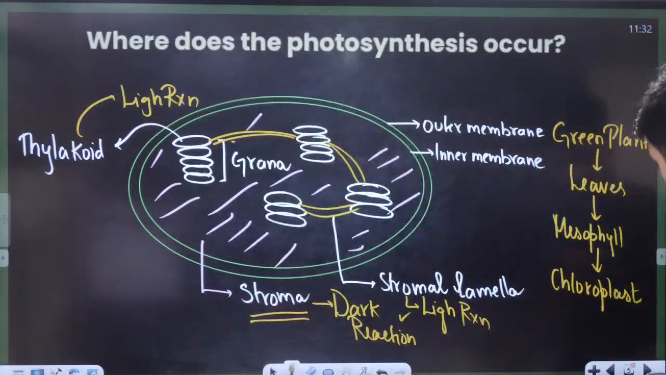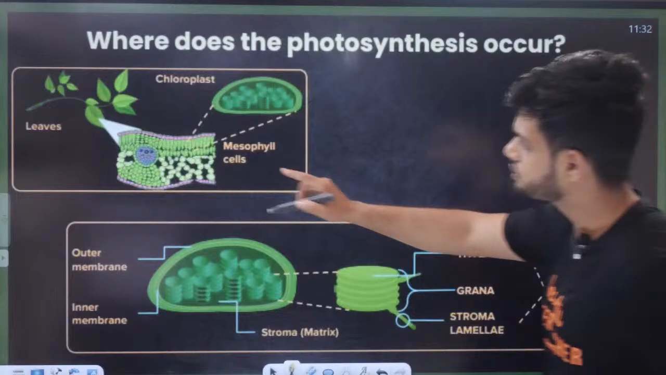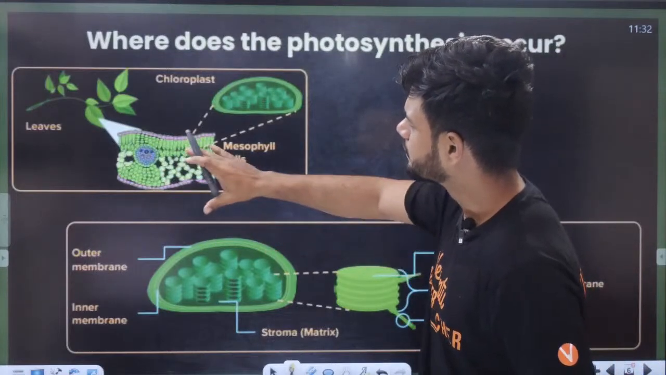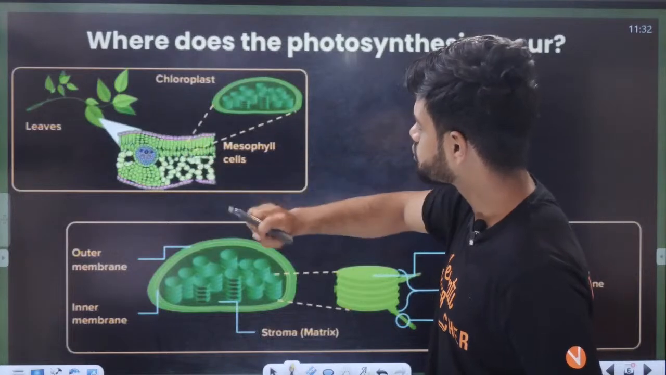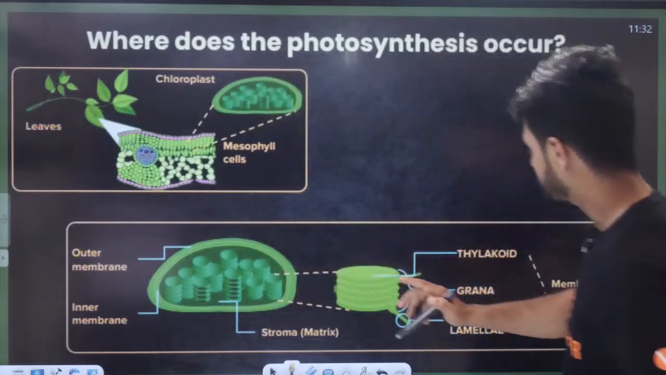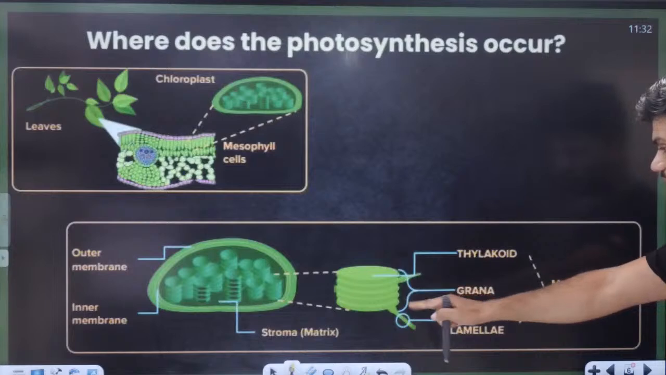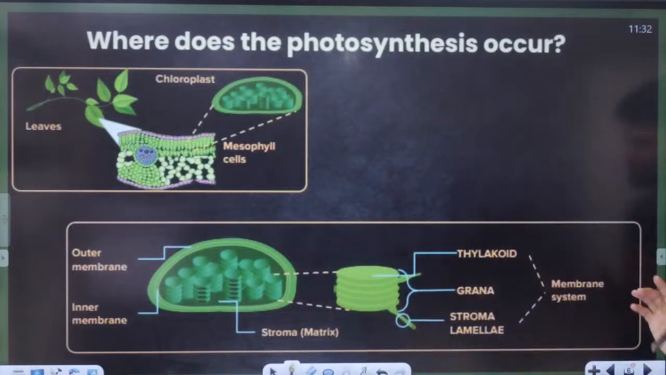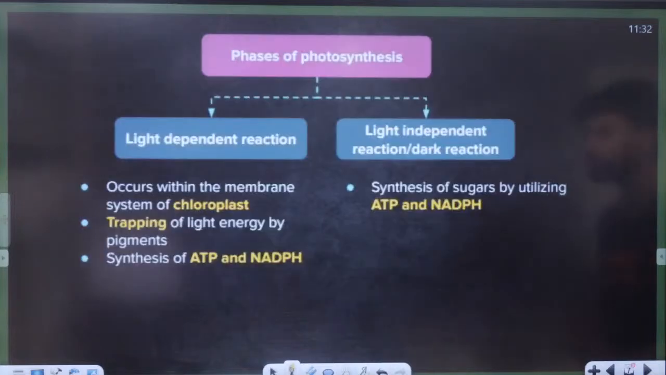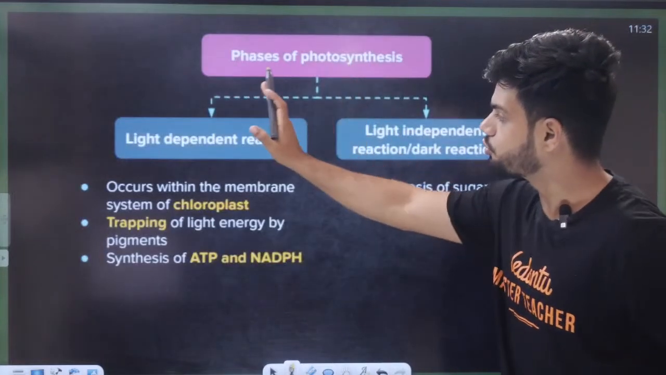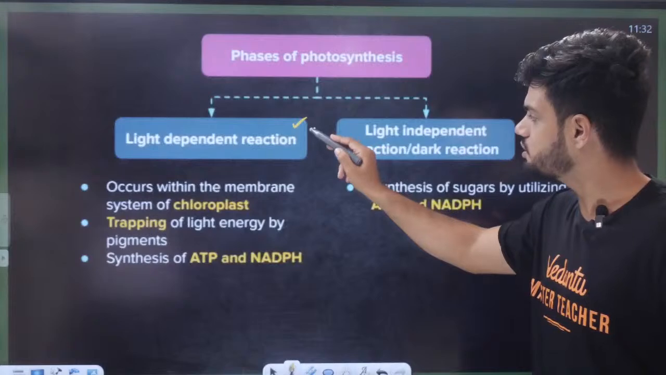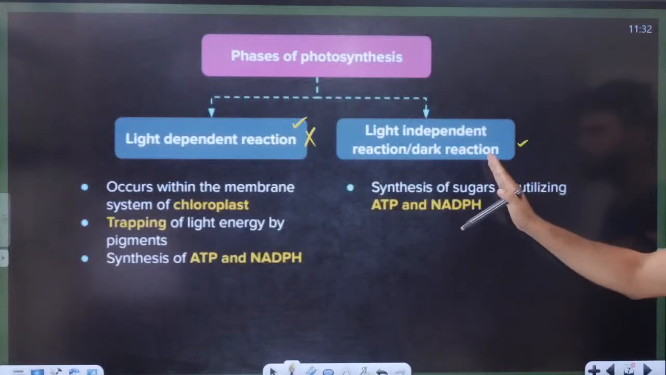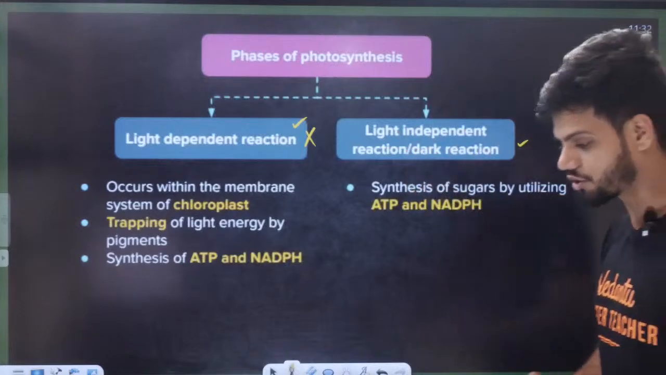Okay. Now, students, this is your mesophyll cell. Can you see? Mesophyll cell. This is your dicot leaf because of palisade and spongy parenchyma. Chloroplast. Here we have your grana, and then we have the matrix called stroma, thylakoid, and this is the entire structure. Now, the entire reaction is divided into two parts. Light reaction I will not be teaching you in today's class. We'll be focusing on dark reaction, which is also called light independent reaction.